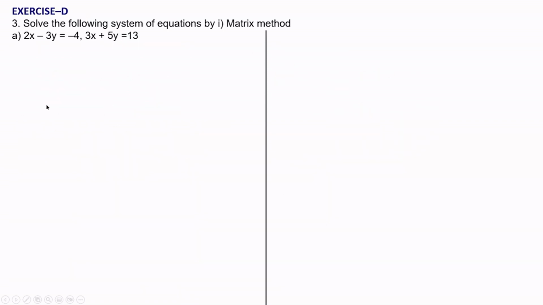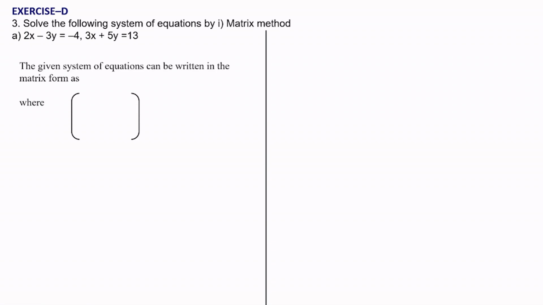Moving on to the next question. Solve the following system of equations using matrix method. The first subdivision: 2x minus 3y equal to minus 4, 3x plus 5y equal to 13. The given system of equations can be written in the matrix form as AX equal to B, where A is the coefficient matrix, that is [2, -3; 3, 5], X is the variable matrix x and y, and B is the constant matrix minus 4 and 13.